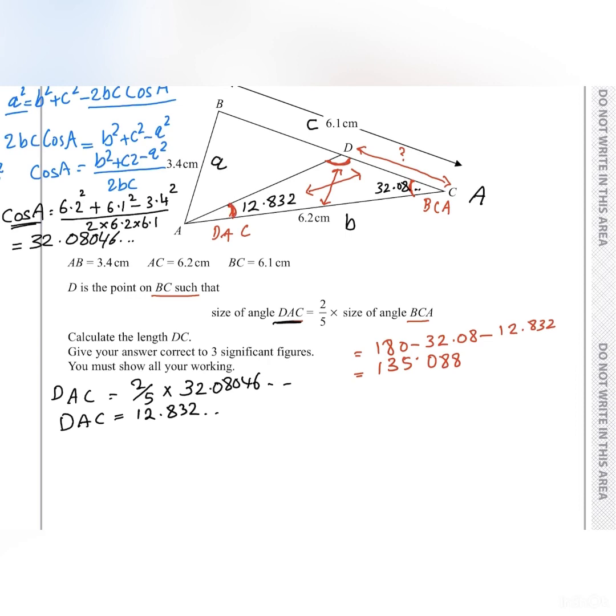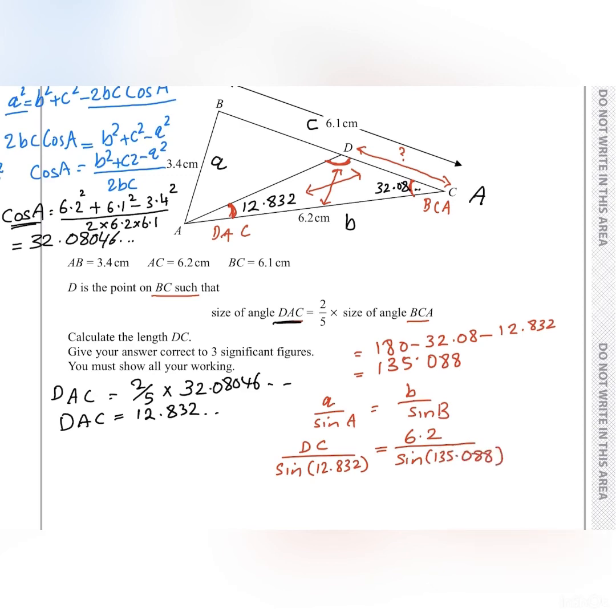Okay, so now we have the opposite angle and opposite side here, and we're looking for the side opposite to angle DAC. So we can use the sine rule: a over sine A equals b over sine B. And a is the one which is missing, which is D to C, over sine of 12.832, and that equals b, which is 6.2, over sine of 135.088.